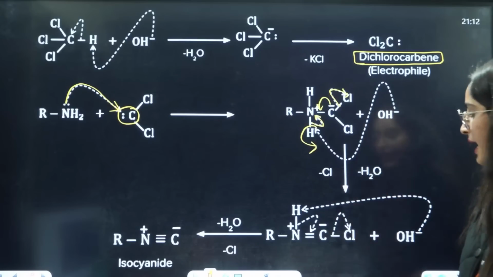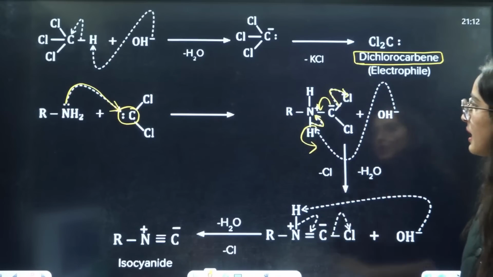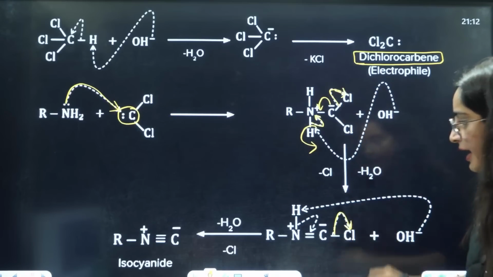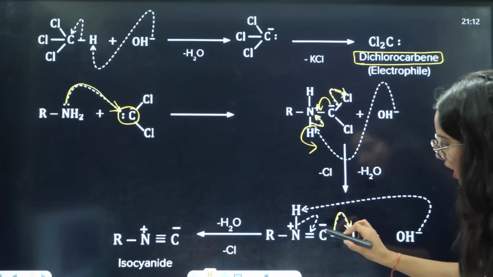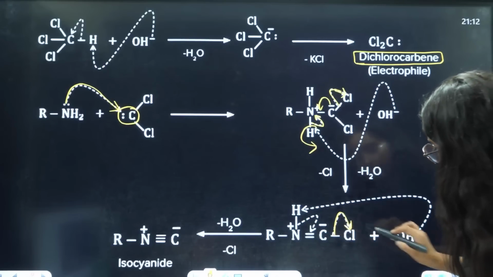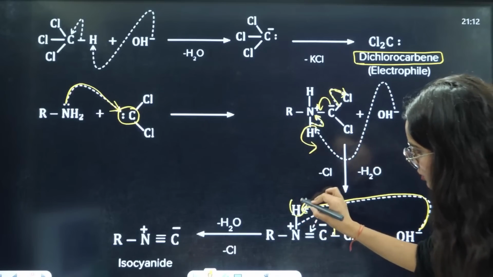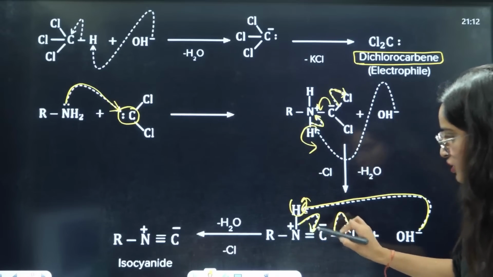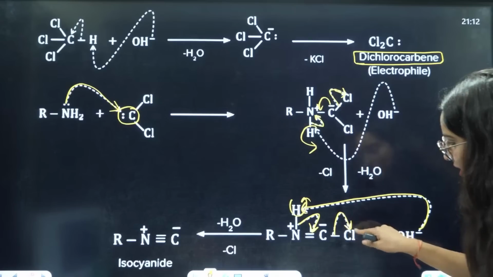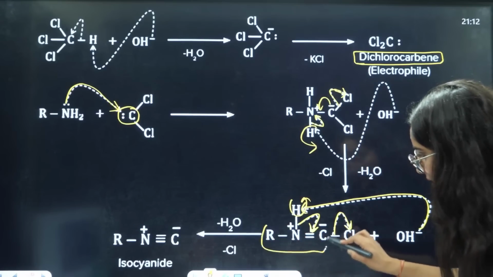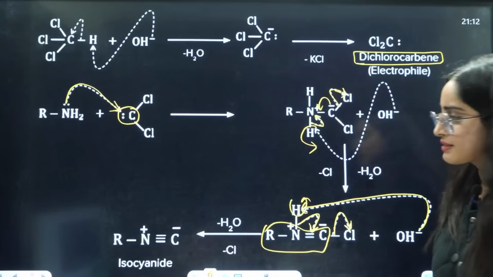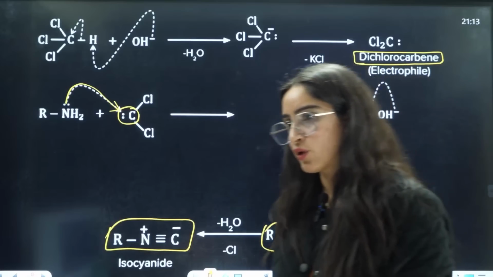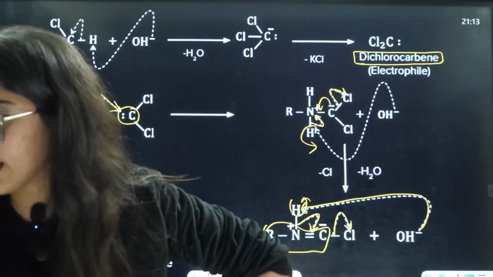Now again, this Cl negative will leave. The base will attack this hydrogen again. This proton will be abstracted, this bond will shift here, and again this Cl will leave. You will have RN triple bond C formation. You will have the formation of isocyanide.